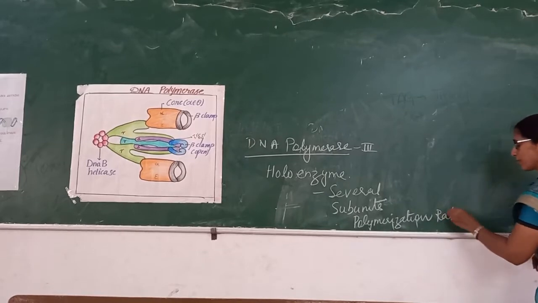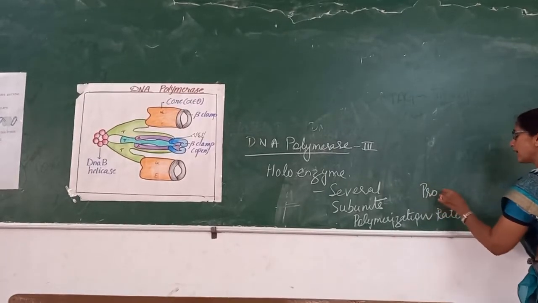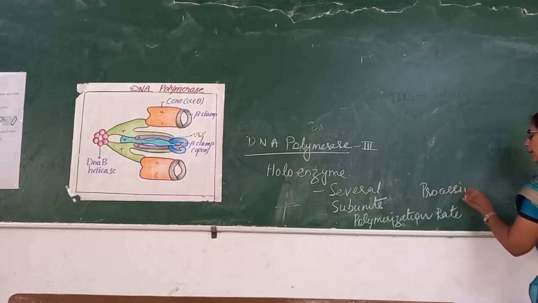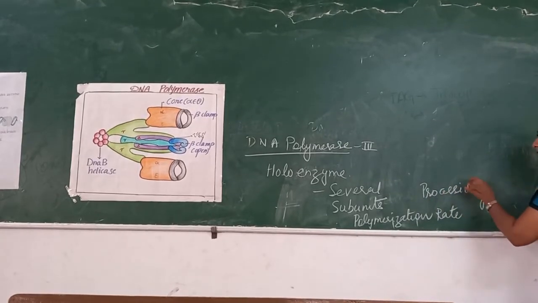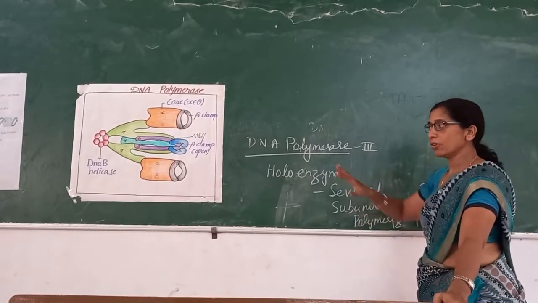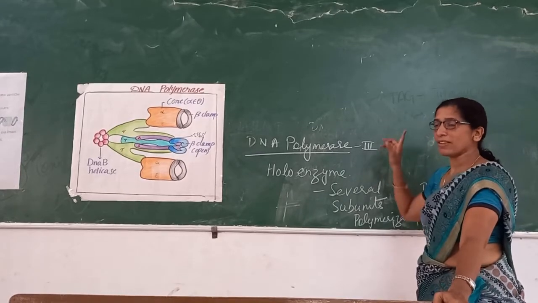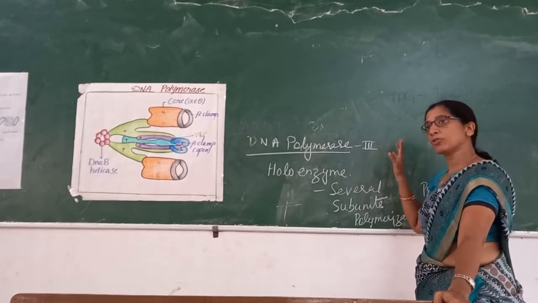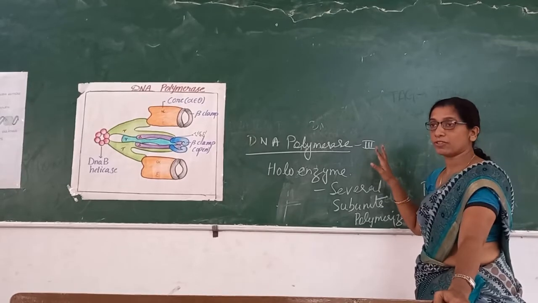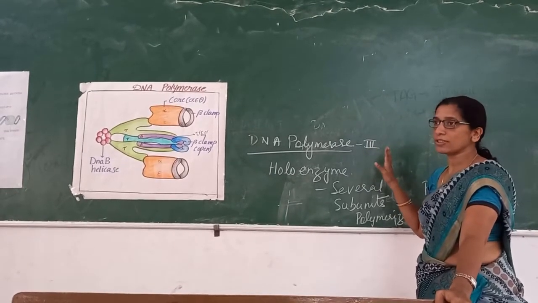and its processability is also very complete, which means it can complete the whole strand until it reaches the terminal sequence. So it completes the process. How is it able to do that? One single enzyme is able to synthesize both strands, the leading strand and the lagging strand.